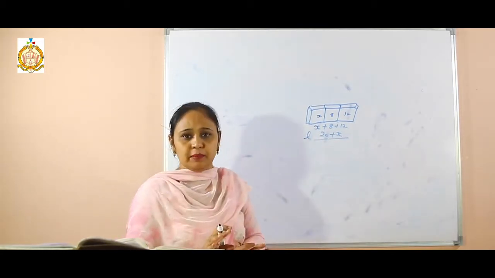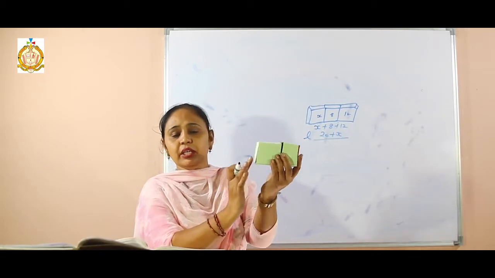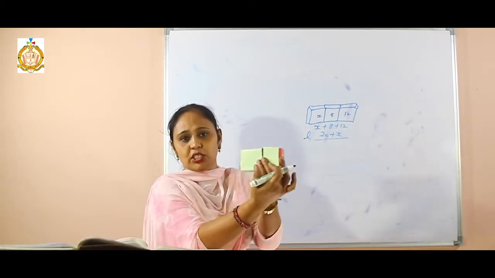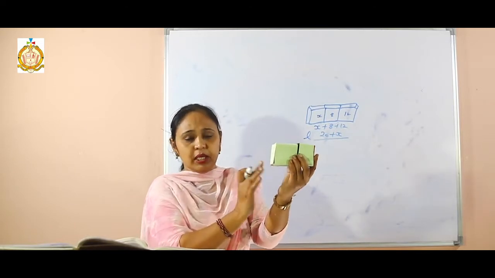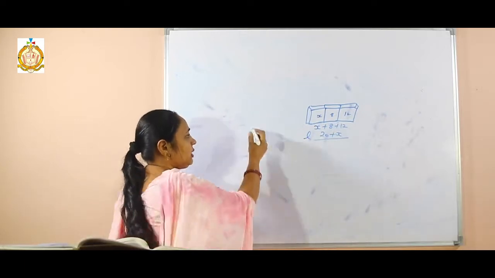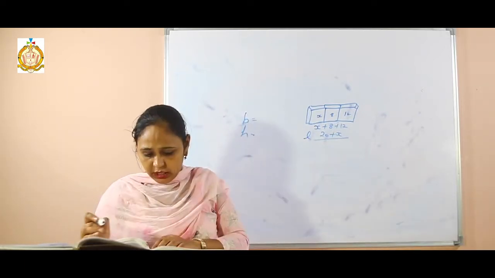Breadth and height will be the same because this is the breadth and this is our height. These both are the same, but length is changed. That means two are the same, length will change, and I will take breadth and height as the same. Okay.